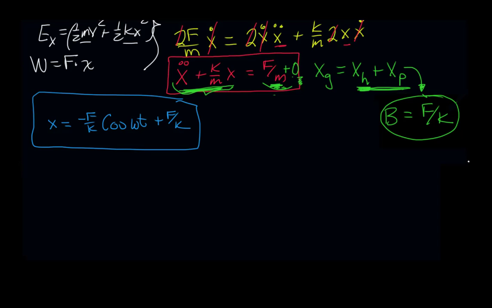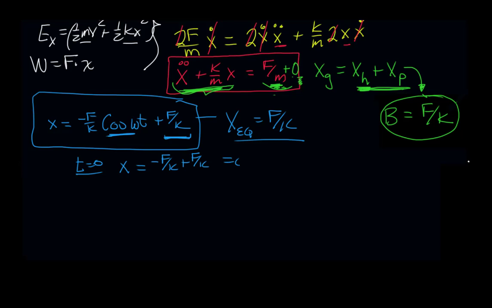And from here we can see that we have an oscillator with an offset on it. And recall that f on k is actually x equilibrium. If we look at this, at t equal to 0, x will be 1 minus f on k plus f on k, which is 0. We're going to start back here at rest, and then the boy is going to run forward from here. Here's the equilibrium point. And out here at some point would be x max.